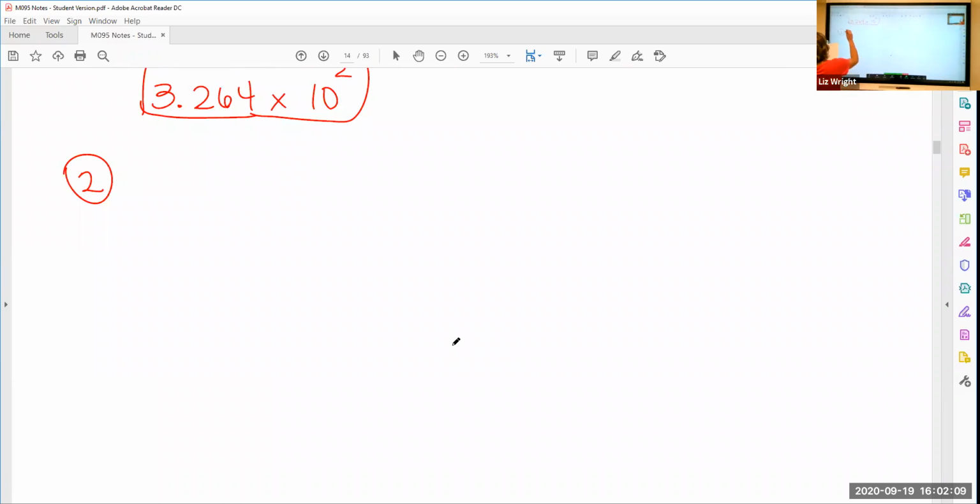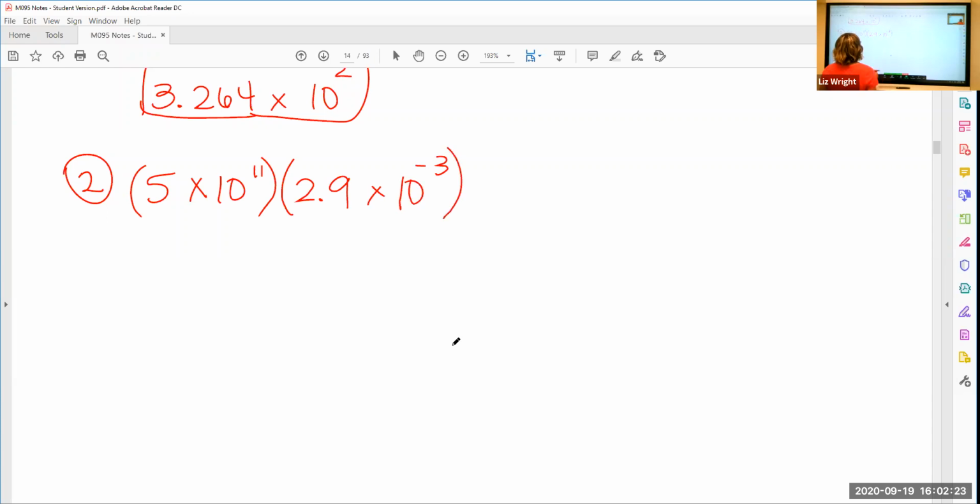Our second one is 5 times 10 to the 11th. We're going to put that in parentheses. That's our first quantity, and we're going to multiply it by another quantity of 2.9 times 10 to the negative 3rd power. Again, group the mantissas together, group the powers of 10, and you should pause the video, try this one on your own and see if you get it right. I'm going to go ahead and group my mantissas together, and put times 10 to the 11th, times 10 to the negative 3rd.